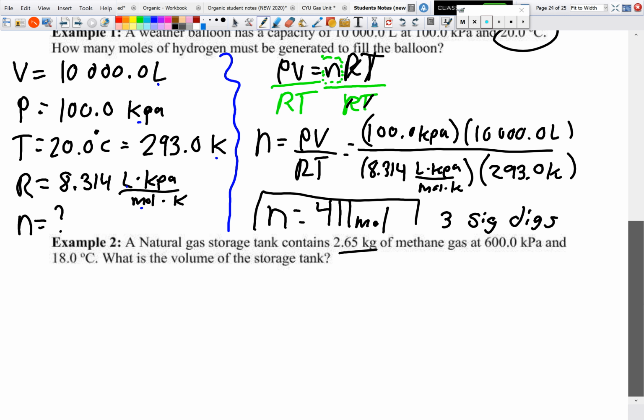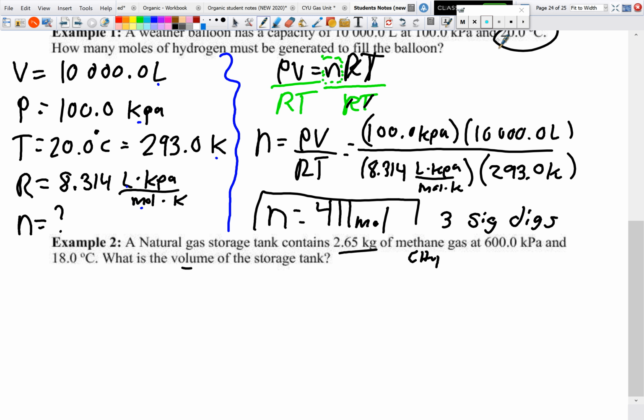So just make sure when you are writing these here, write everything down. A natural gas storage tank contains 2.65 kilograms of methane, and methane is CH4. It contains methane gas at 600 kilopascals and 18 degrees Celsius. What volume is this storage tank? So, of course, right here we have to write out all of our givens and then solve.